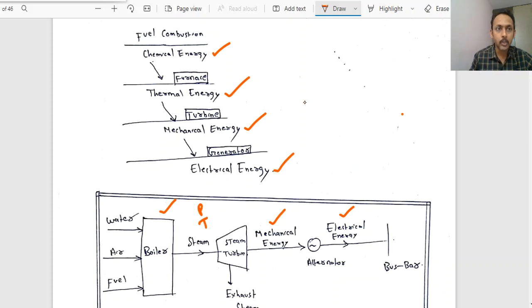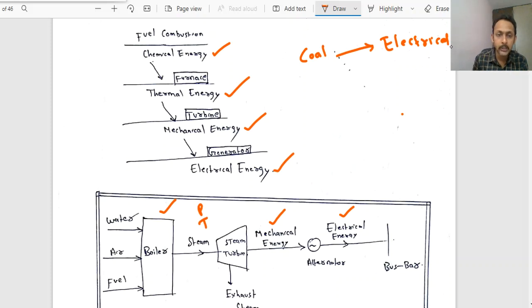If you observe, there are so many intermediate stages where one form of energy is being converted into another. Directly, the coal is not being converted into electrical energy. There are so many intermediate stages, so one form of energy has to be converted into another form. Because of that, the amount of energy loss will be very high.